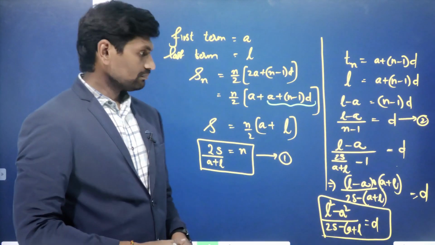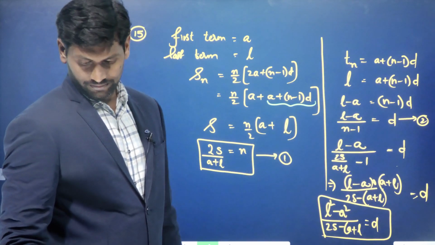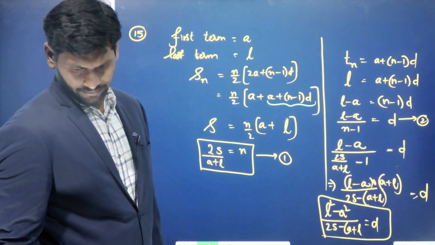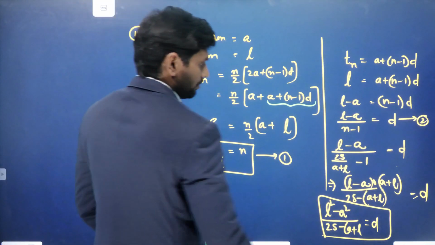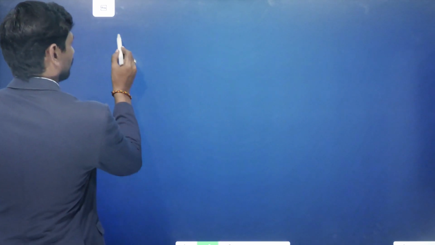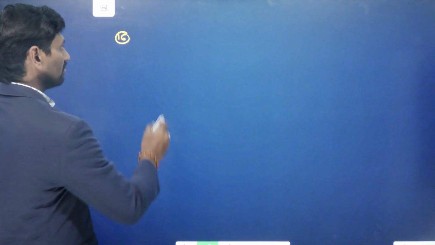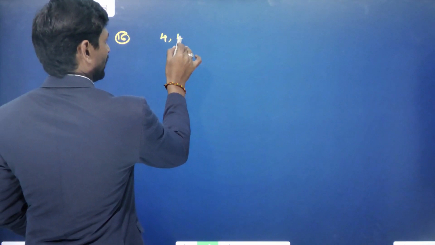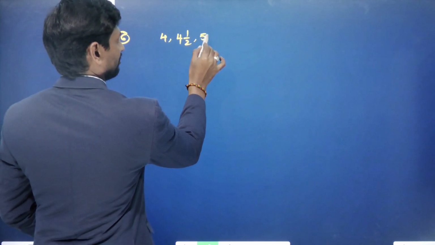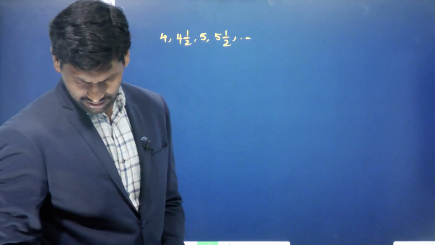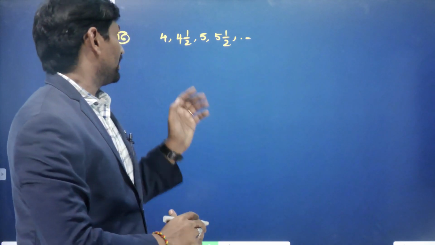Okay? Let us go to the next problem. Check that answer. Okay, problem number 16. The problem is the 105th term of an AP which is in the form of 4, 4.5, 5, 5.5 and so on. Am I right? Yeah. So this is the arithmetic progression.